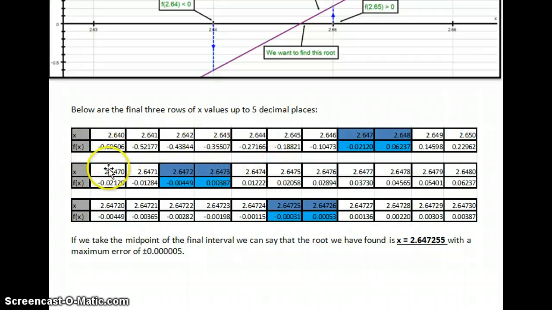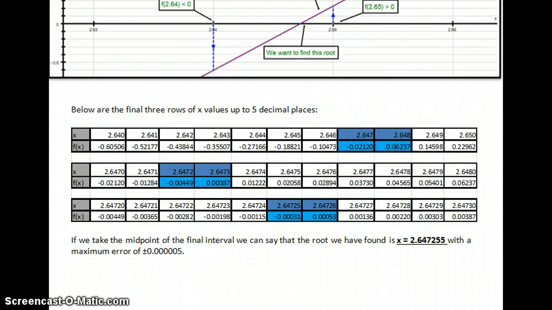Below we put these x values into Excel, and the formulas, to find out where the change of sign is. To 3 decimal places, we can see it's between 2.647 and 2.648. To 4 decimal places, it's 2.6472 and 2.6473. And to 5 decimal places, it's 2.64725 and 2.64726. We know this because there is a change of sign from negative in all 3 cases to positive in all 3 cases.